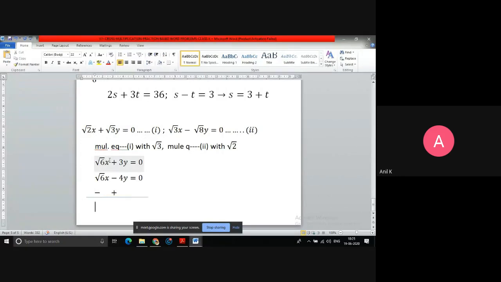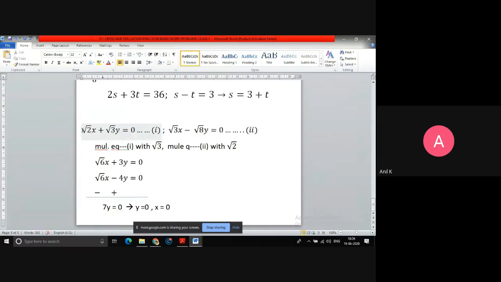Now this plus root 6x and minus root 6x, both will get cancelled. Now what you have, plus 3y plus 4y is going to be plus 7y, equals to 0. So 7y equals to 0. Any guess what y is going to be? 0. Y equals to 0. Now you can substitute this y equals to 0 either in equation 1 or in equation number 2. If I substitute, then I think I'll get x is also 0 only. So y is going to be 0 and x is also 0.